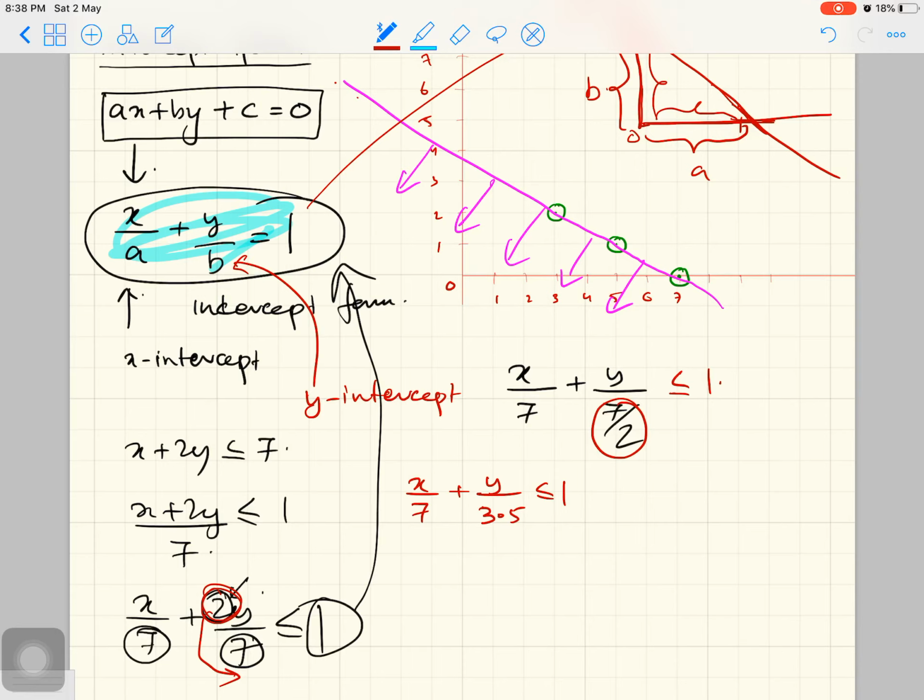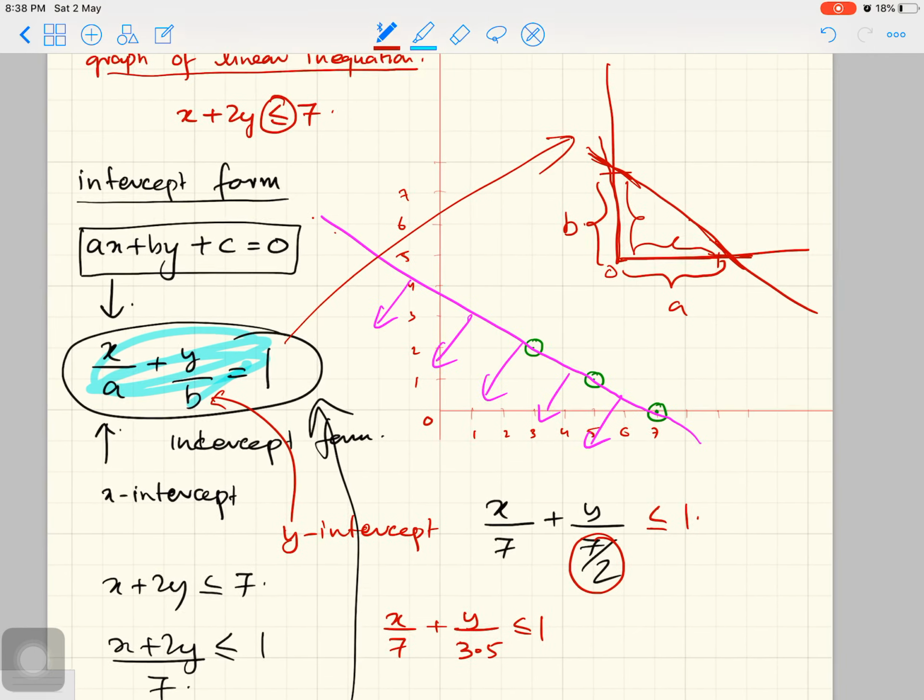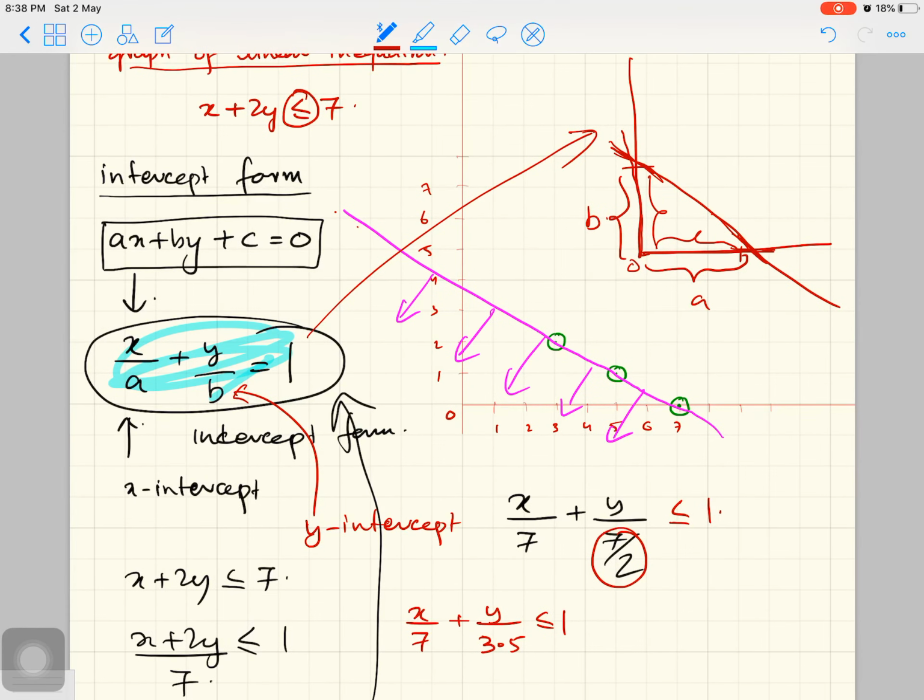Great. Now, if I have to plot the same equation in the above graph, how would it look? Let's see. So this is the equation that I have. I'll plot it here in the same graph. What is the x-intercept? 7. So where would be 7? 1, 2, 3, 4, 5, 6, 7. Here is the first point.